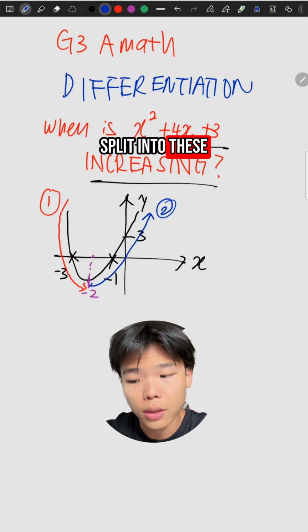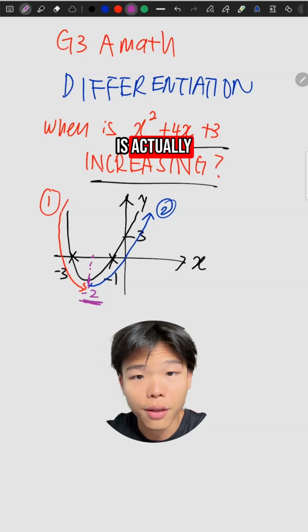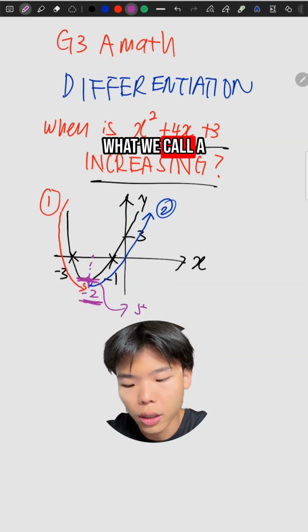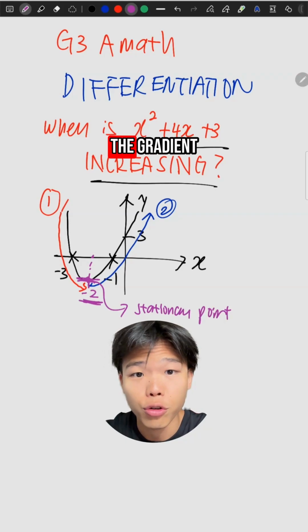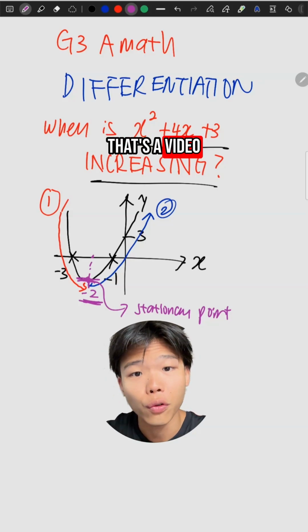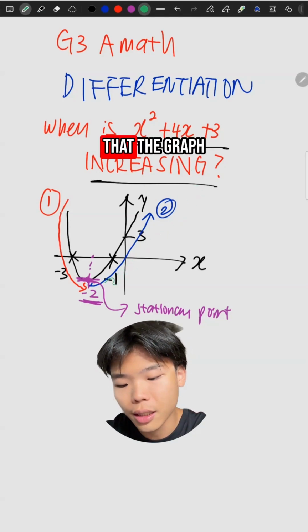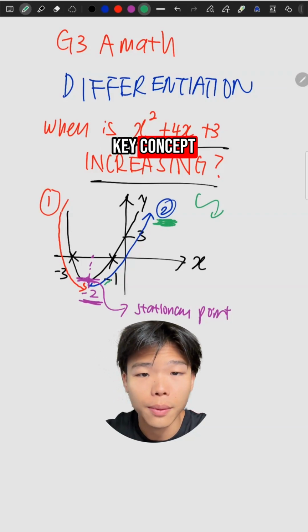The graph is split into these two portions, and over here at the -2, this is where the graph is actually flat, right? So over here is neither increasing nor decreasing, and this is what we call a stationary point, because the gradient is not changing, right? The gradient is 0 at that point, but that's a video for the future. So how do we find out when the graph is actually increasing? You can see that the graph is actually increasing in the number 2 portion, and this is the first key concept that you need to remember.